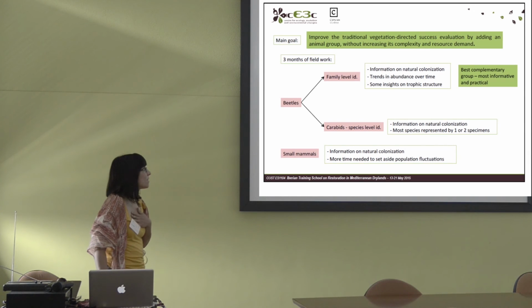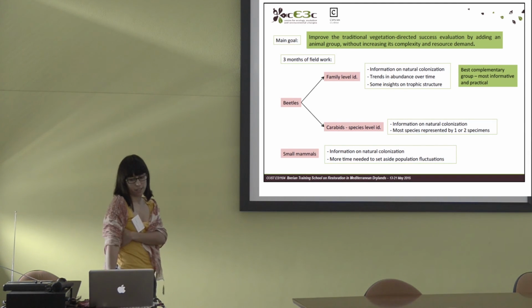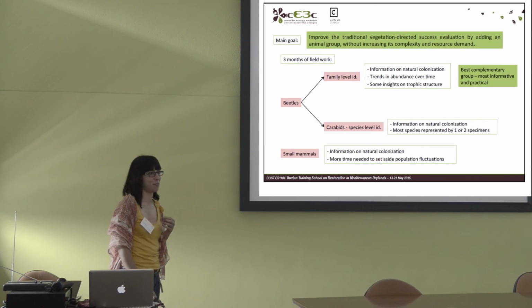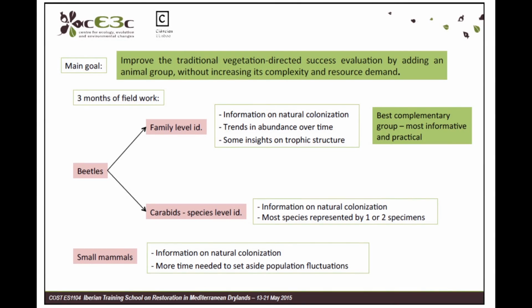And now to finish, our goal was to improve the traditional vegetation evaluation without increasing complexity, and with 3 months of field work, but with a lot of months of lab work, we could see that beetle identification to the family level can give information on natural colonization and can give some information on trends in abundance over time and some insights on trophic structure.